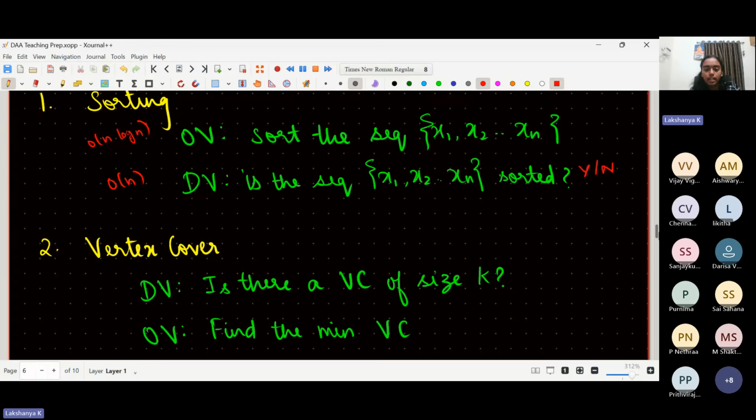So given a size or given, let's say, a subset of vertices, it becomes easier to check whether this is a vertex cover. Okay, again, let me make another point.